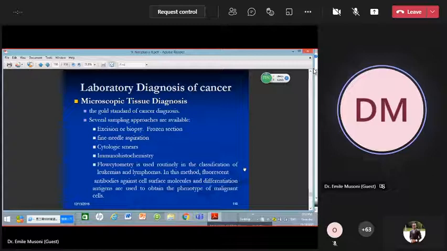Flow cytometry is used routinely in the classification of leukemia and lymphoma. In this method, fluorescent antibodies against cell surface molecules and differentiation antigens are used to obtain the phenotype of malignant cells.